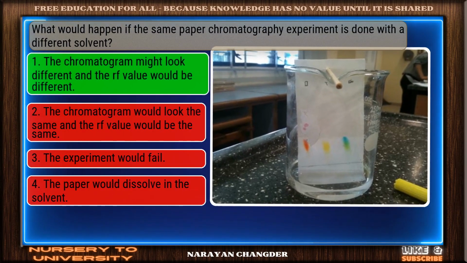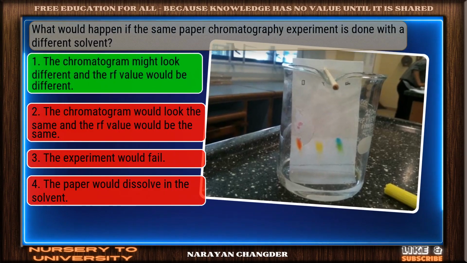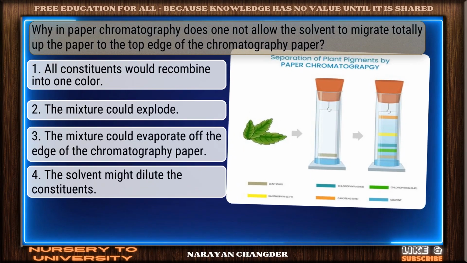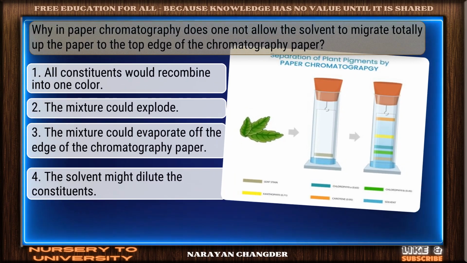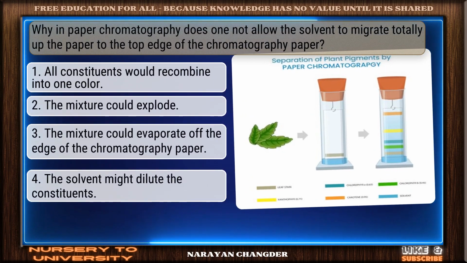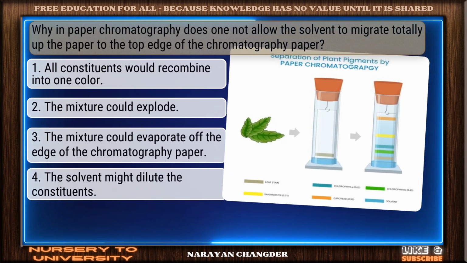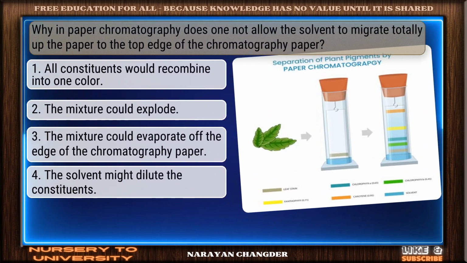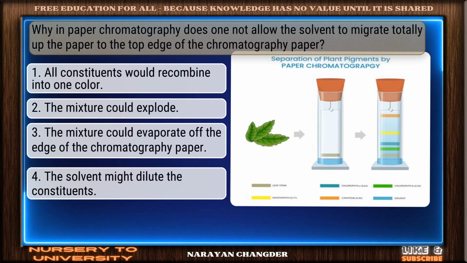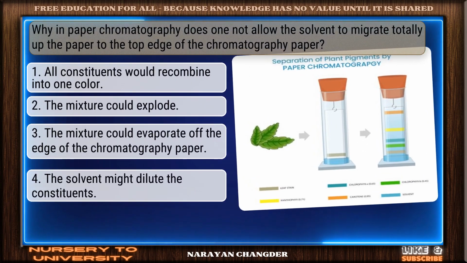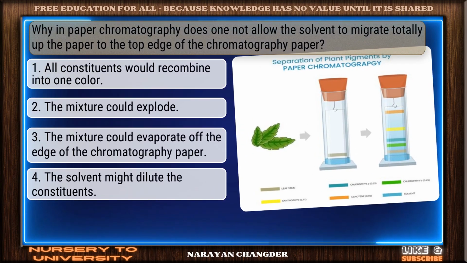Spot on! The chromatogram might look different and the RF value would be different. Why in paper chromatography does one not allow the solvent to migrate totally up the paper to the top edge of the chromatography paper? Option 1, all constituents would recombine into one color. Option 2, the mixture could explode. Option 3, the mixture could evaporate off the edge of the chromatography paper. Option 4, the solvent might dilute the constituents.